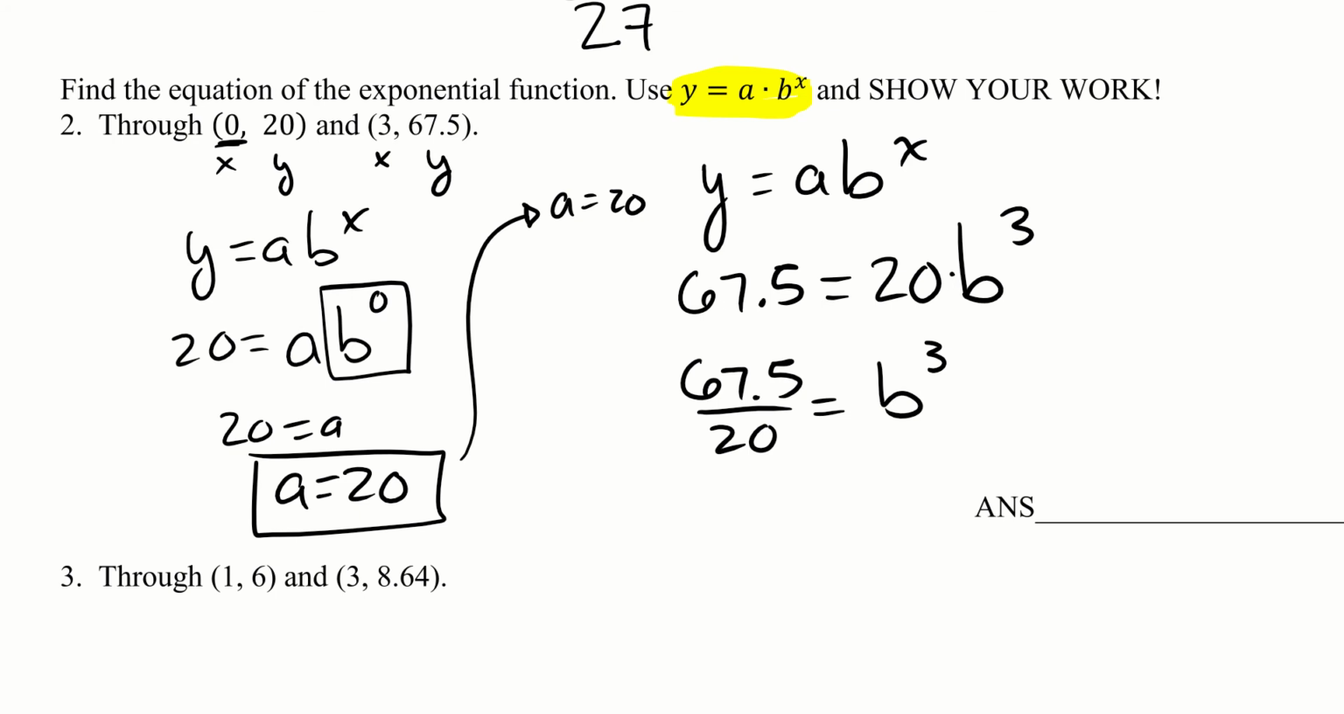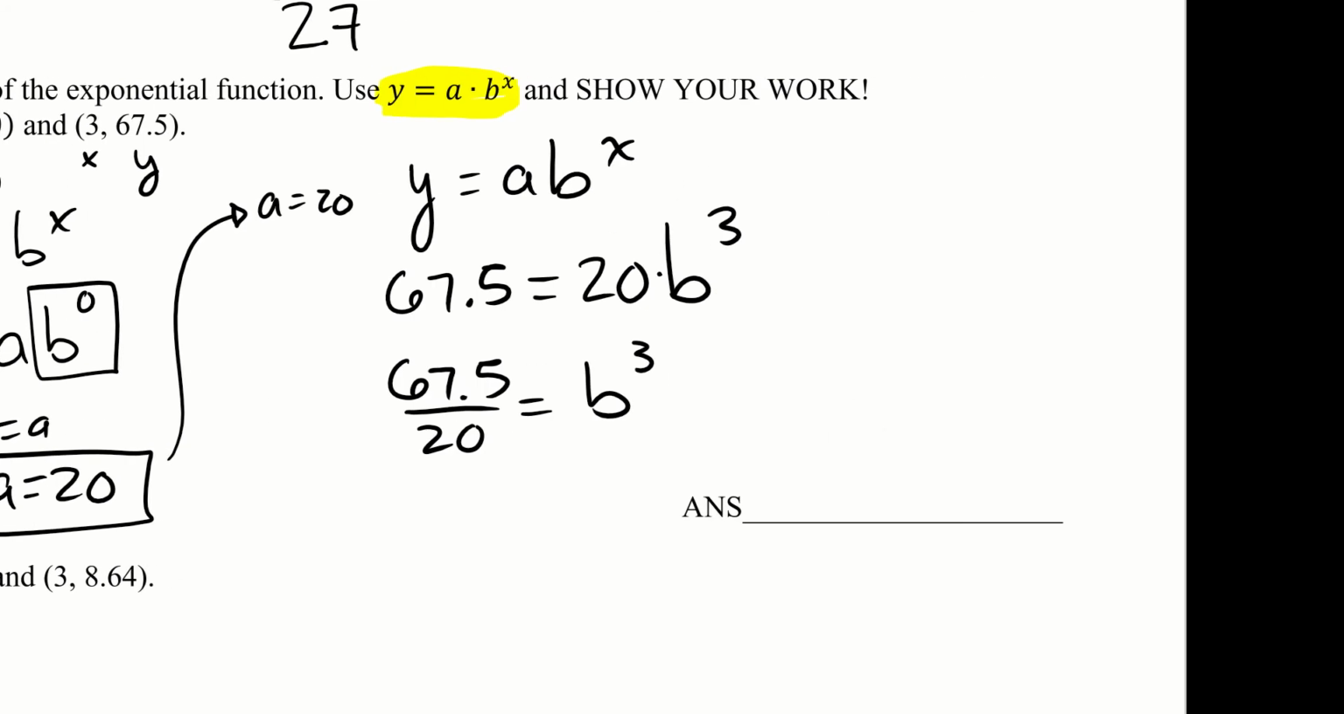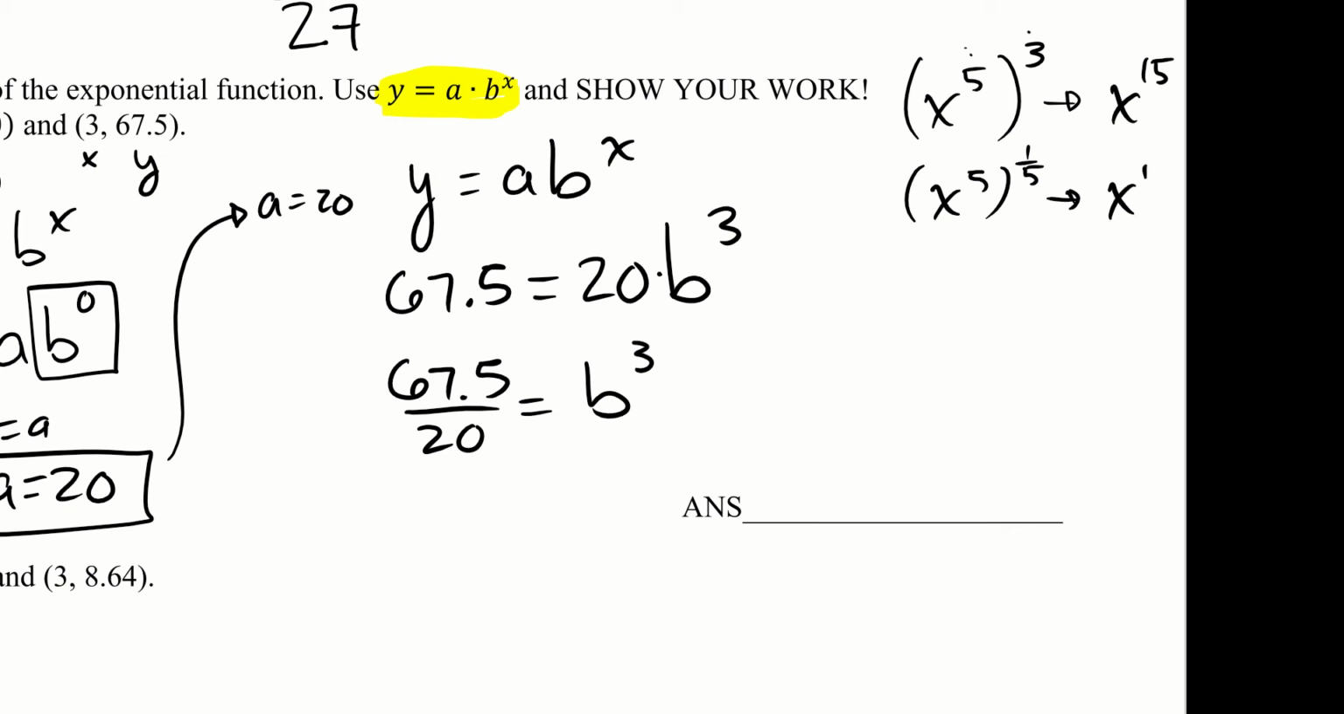If I want to get b alone, this is all based on this law of exponents. If I have, for example, x to the 5th power, and I raise that to the 3rd power, then I've got 15 factors of x. This is x to the 15th power. Well, same thing here. If I have, for example, x to the 5th power, and I raise that to the 1/5 power, look at this magic. Because I'm multiplying, that says it's the power to a power law of exponents. So 5 times 1/5 is just 1. So this just becomes x.